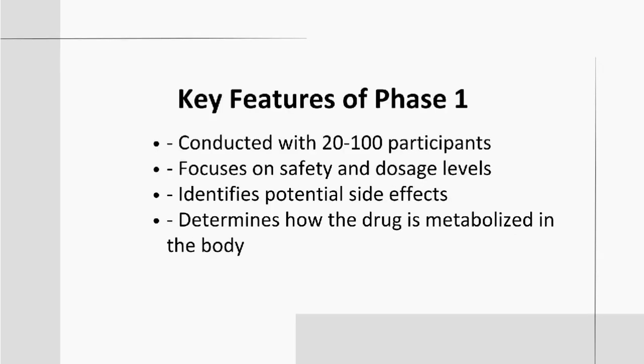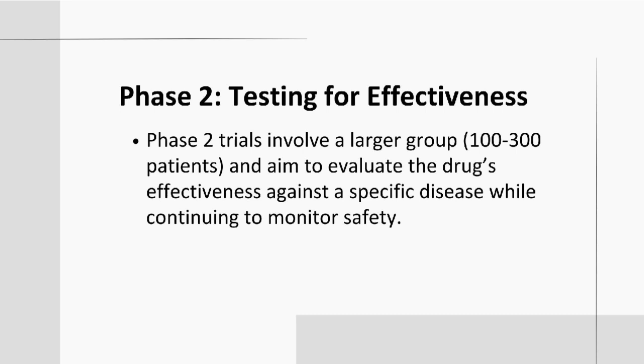Section 5. Key features of Phase 1. In Phase 1 trials, the participants are typically healthy individuals, although in some cases, patients with life-threatening conditions are included. The trial is conducted in a highly controlled clinical setting. Researchers collect data on how the drug behaves in the human body, including its absorption, distribution, metabolism, and elimination. Phase 1 trials usually last a few months and have a high failure rate, as many drugs do not pass safety criteria.